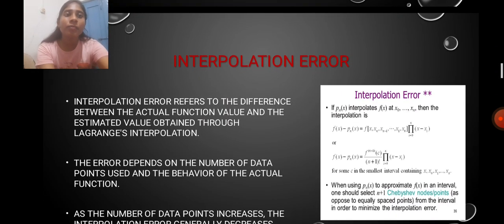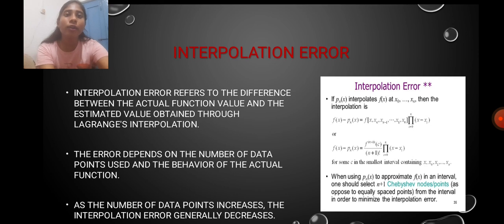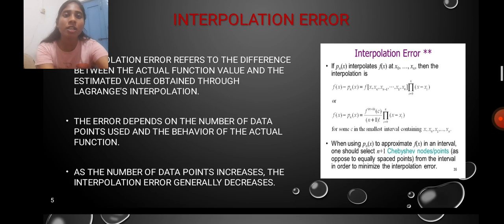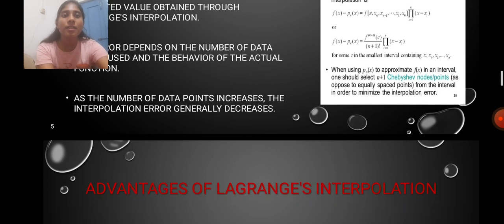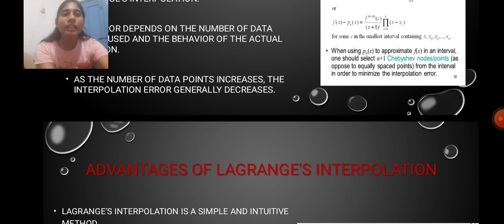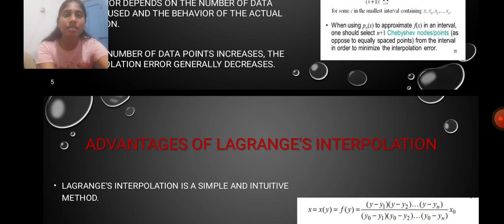Interpolation errors. There are some errors in interpolation. Interpolation error refers to the difference between the actual function value and the estimated value obtained through Lagrange's interpolation. The error depends on the number of data points used and the behavior of the actual function. As the number of data points increases, the interpolation error generally decreases.